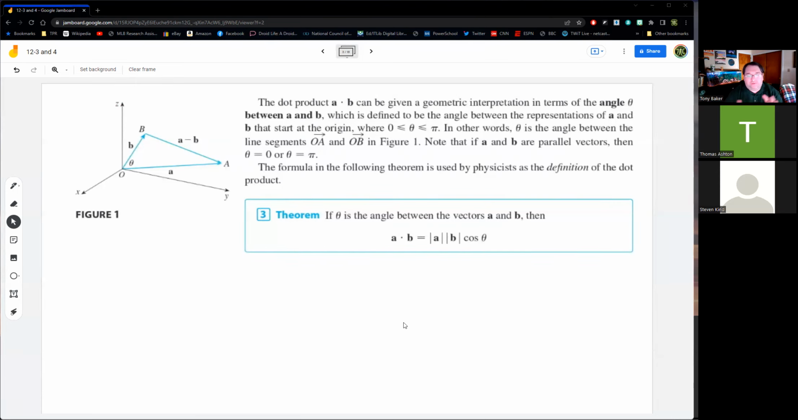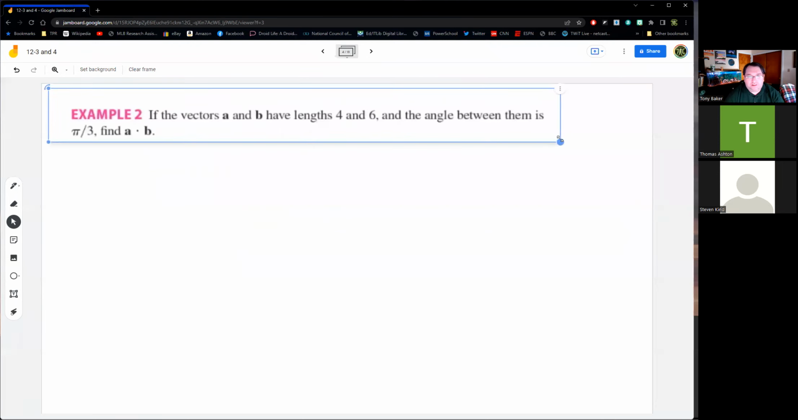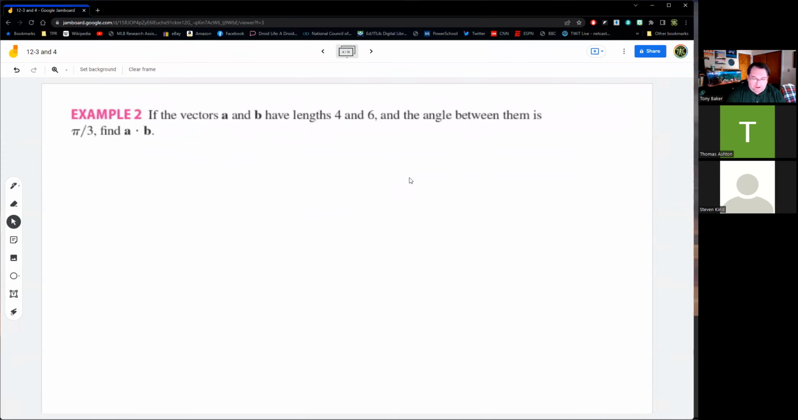So this is one of the situations where we're going to start to be able to use it. We're going to be able to find that angle between the 2 vectors. So let's do this one first. Vectors A and B have a length of 4 and 6, and the angle between them is pi over 3. They just want us to find the dot product. So remember, my dot product for this case is the length of A times the length of B times cosine of pi over 3.